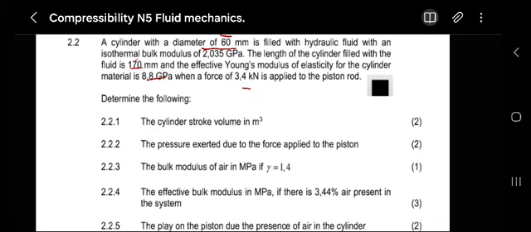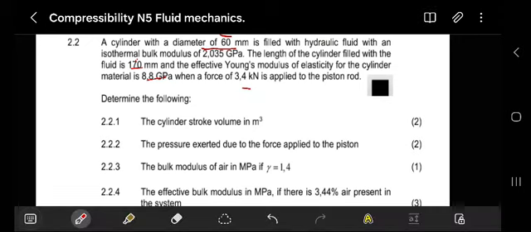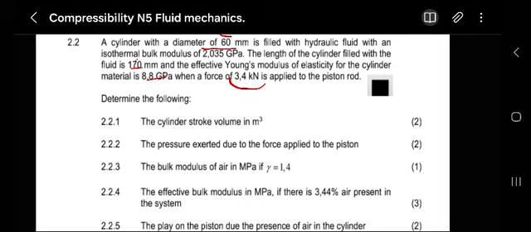Okay, like due to the force. Which force? Now you must ask yourself. They say the force applied to the piston. Do they give us a force? They've given us force. Here they said when a force of 3.4 kilonewton is applied to the piston.